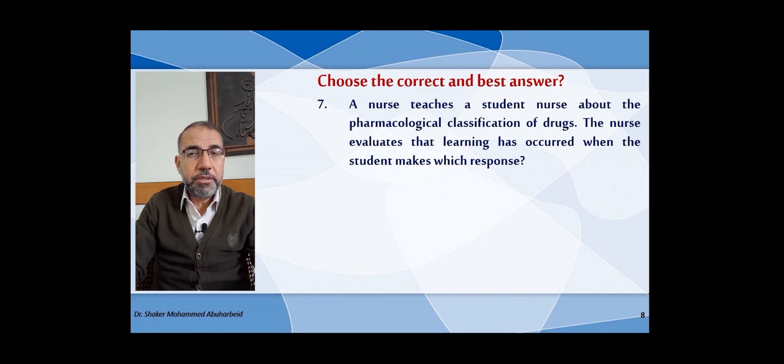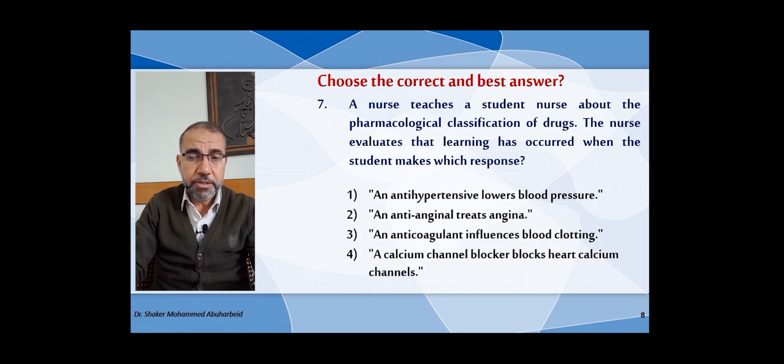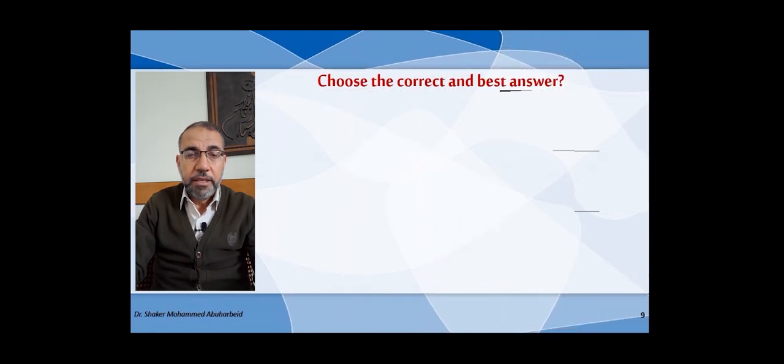A nurse teaches student nurses about pharmacological classification of drugs. The nurse evaluates that learning has occurred when the students make which response. Four responses أمامنا. The first response, an antihypertensive lowers blood pressure. Second option, an anti-angina treats angina. Third option, an anticoagulant influences blood clotting. And the final option, calcium channel blocker blocks heart calcium channels. The correct answer is number four. It describes the mechanism of action, which considers the pharmacological classification of the drug group. Next question.